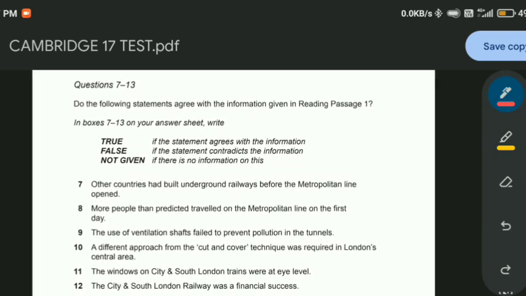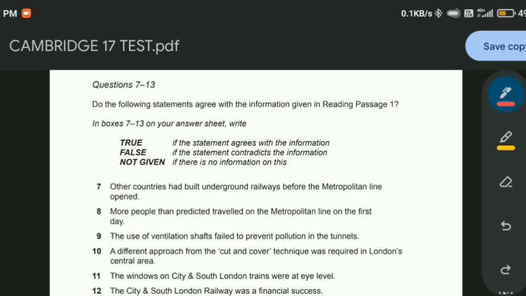So to begin with, I would like to explain to you the meaning of true, false and not given in these kind of questions. The meaning of true is when the information mentioned in the question and in the paragraph is the same. It can be paraphrased or synonyms can be used. So the central idea will remain the same in both the locations.